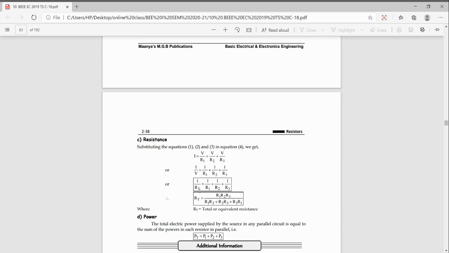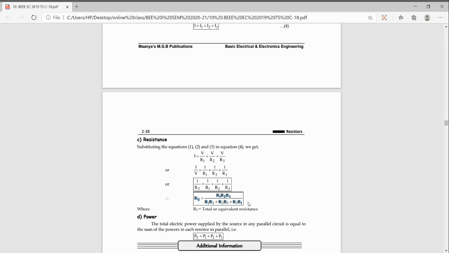So for the total resistance, we have to find the RT value, not the 1 by RT value. So RT is equal to R1 R2 R3 divided by R1 R2 plus R2 R3 plus R3 R1. Okay. So this is the total resistance formula when three resistors are connected in parallel, and this is also called the equivalent resistance.